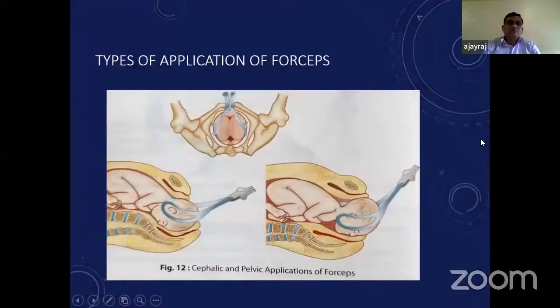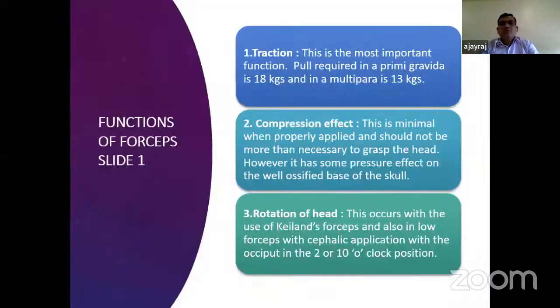So here, the proper application of the low forceps has been shown. Functions of forceps, how forceps work. Traction. This is the most important function of the forceps. The pull required in a primary gravida is around 18 kgs and in a multipara 13 kgs.